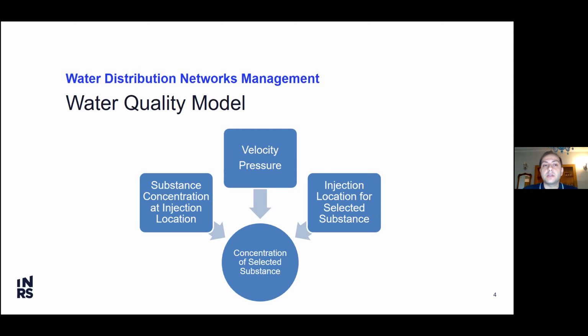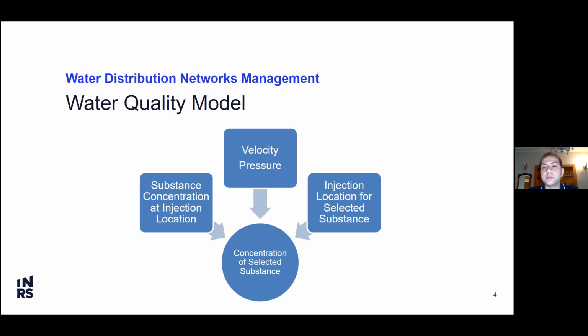After the hydraulic model, we can talk about the water quality model. It's another tool that we usually use in managing the water distribution network. It is used, for example, to control the chlorine concentration in the whole network. As you know, chlorine is used as a disinfectant for drinking water in some networks.